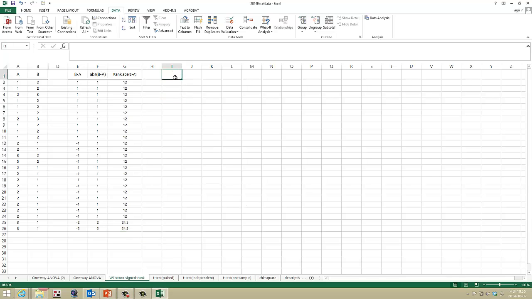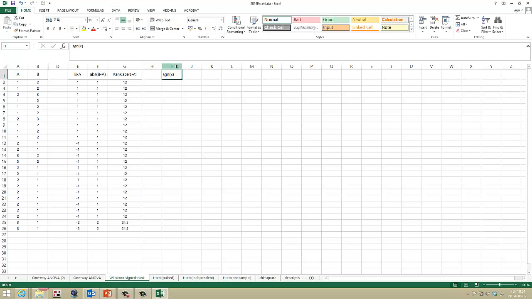Then let's perform the sine function. So sine function is if this difference is smaller than 0, then -1. Otherwise, if this equals 0, then 0. Otherwise, +1. Okay.